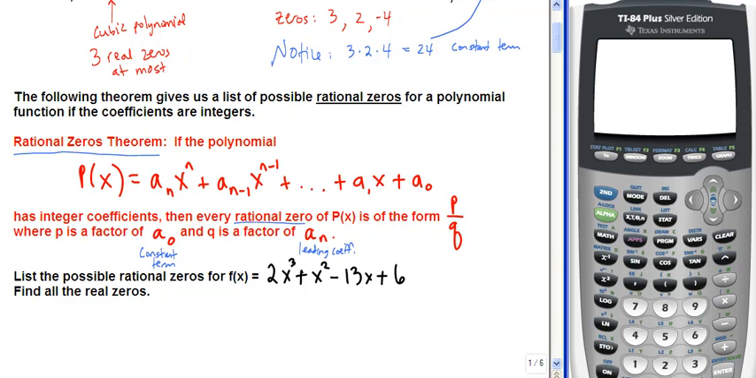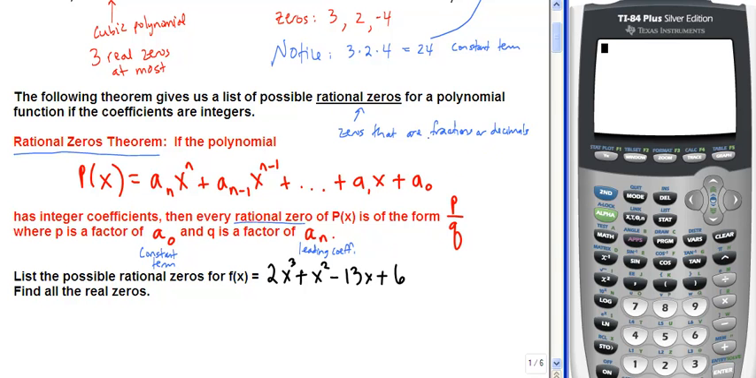Now remember, this is going to find us the rational zeros. Rational zeros are going to be the zeros that are fractions or decimals, or can be written as fractions or decimals, that either terminate or repeat. So remember, rational number means anything that can be written as a fraction, or if you're thinking about decimals, any decimal that terminates, which means stops, or has a pattern to it and repeats.